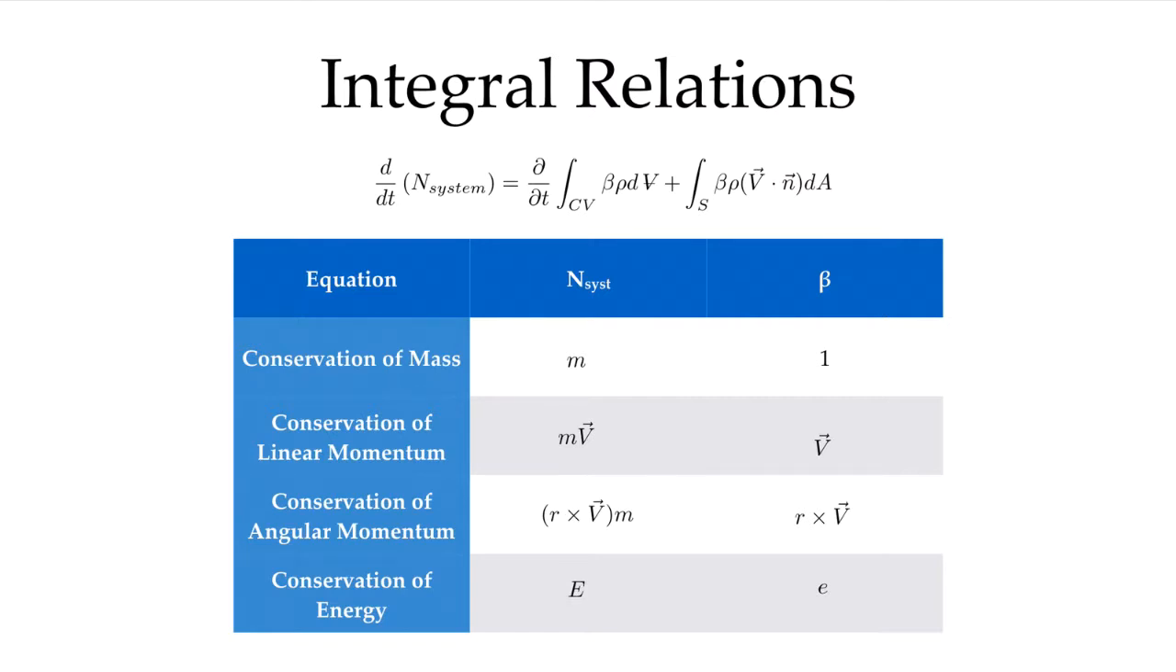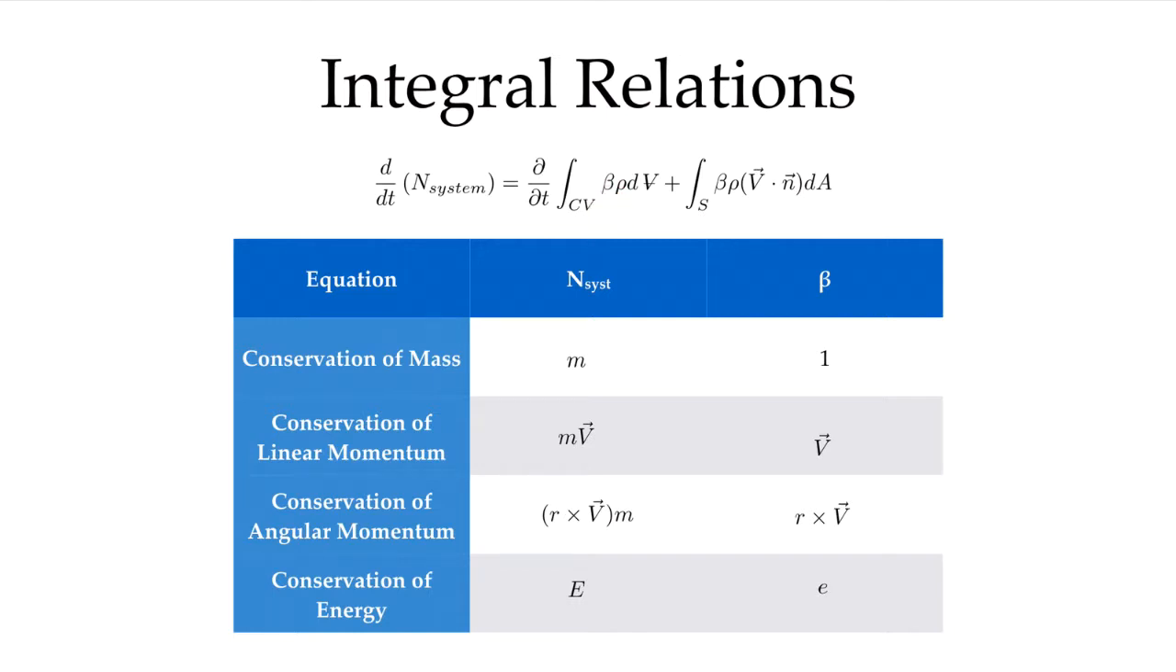And that system quantity per unit mass is the beta in the Reynolds transport equation, which takes a value of 1 for the conservation of mass equation. You see then that in the integral over the volume, with beta being equal to 1, when I integrate the density over the volume, I'll get the mass. Likewise, with beta equal to 1, when I integrate the density times the velocity normal to the surface times the area, I'll get the mass flow rate. It will be positive for outflows and negative for inflows.